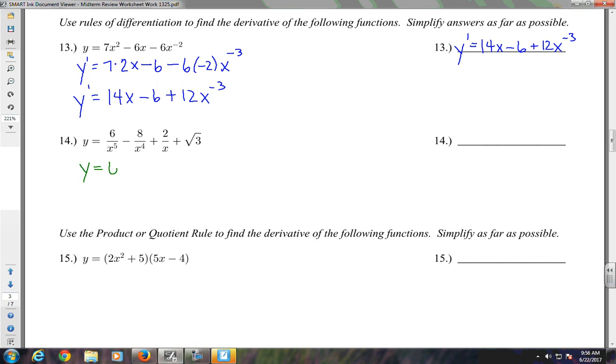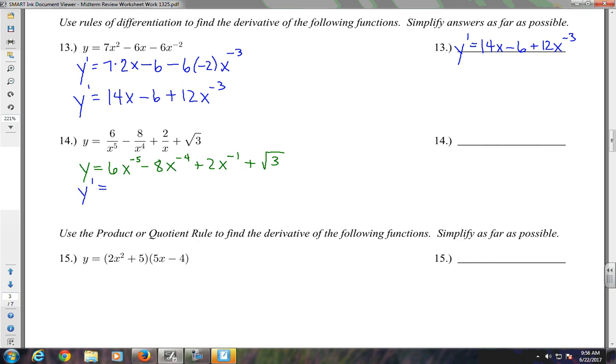The first term can be written as 6x to the negative 5th. The second one, negative 8x to the negative 4th. 2x to the negative 1 for the third term, and square root of 3, no change there. Now we're ready to differentiate. I'm going to denote this as y prime.